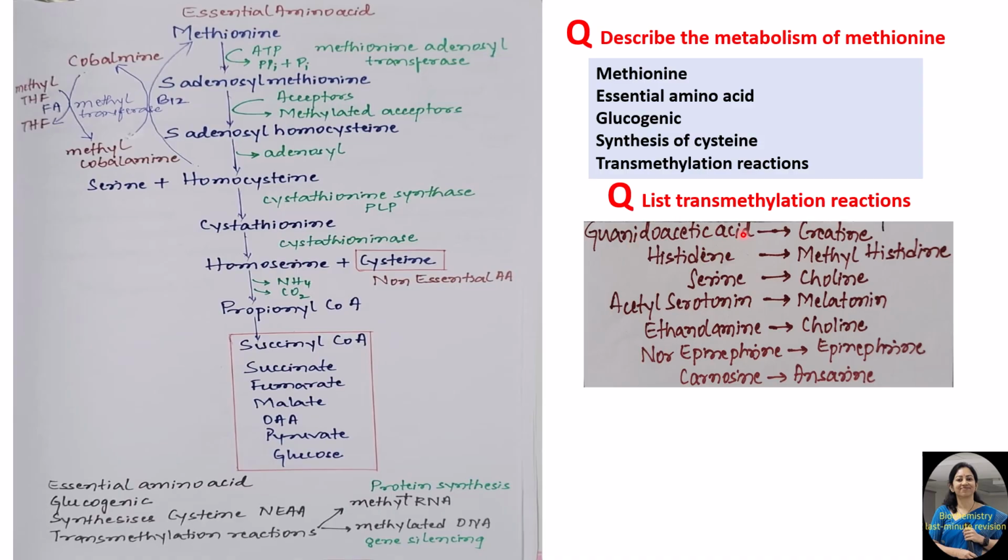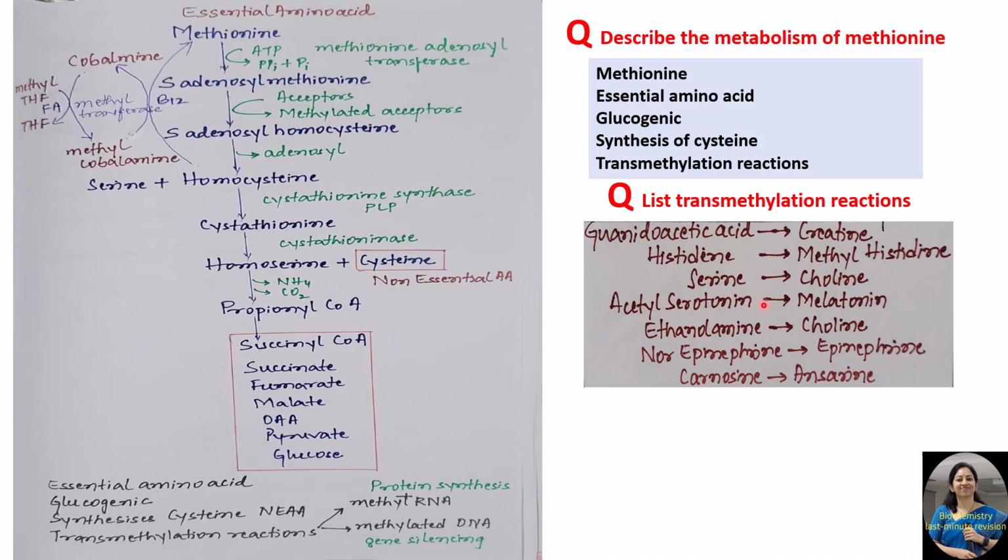Guanidinoacetic acid accepts a methyl group and gets converted to creatine. This has been explained in detail in the previous video on glycine metabolism, so you can watch that video. Histidine undergoes methylation to form methyl histidine. Phosphatidylethanolamine undergoes methylation to form phosphatidylcholine. So this is how they are involved in synthesis of phospholipids. Both are phospholipids. They are components of biomembrane.